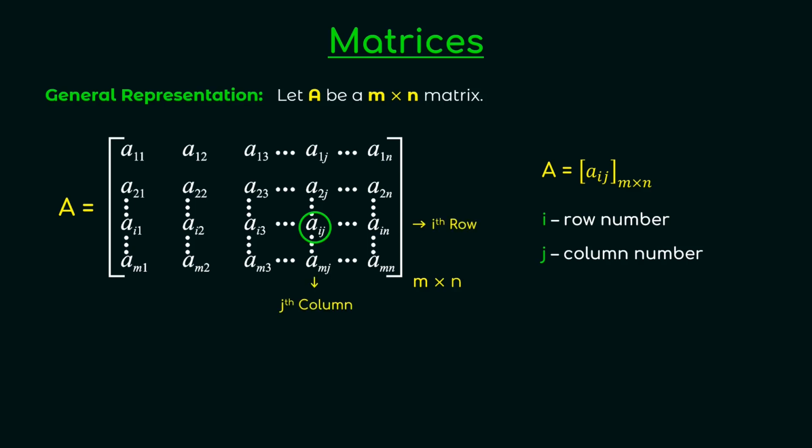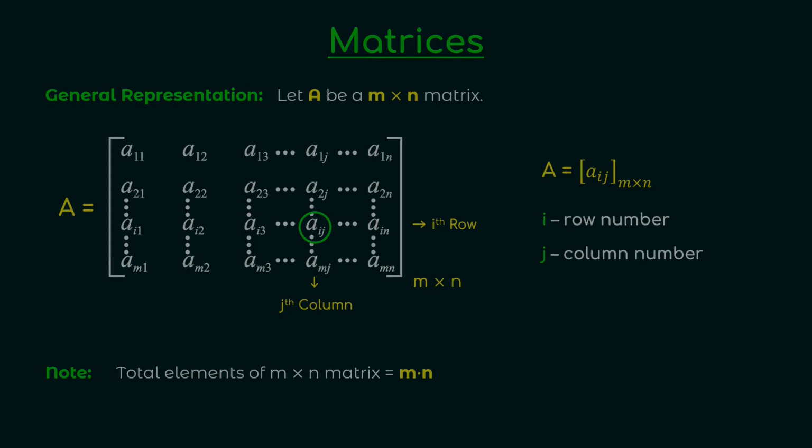Simple, right? And one thing you have to remember is, in an m by n matrix, the total number of elements is m into n. There are m rows and n columns, right? So total will be number of rows into number of columns, that is m into n.